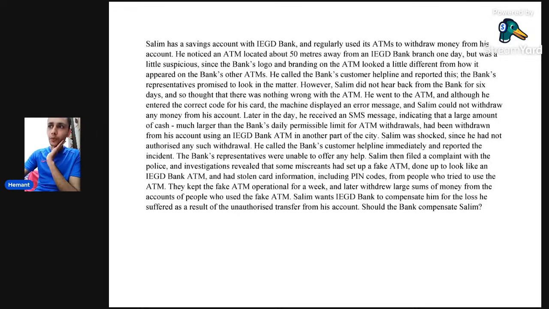Okay, so I'll just quickly now discuss the other side of this, which is how you should argue if you want to support Salim's side. Again, using the same set of arguments. Firstly, the ATM is only 50 meters away from the bank, which means it's the bank's responsibility to look out for people who are trying to use its name and dupe people. It's a bank's primary obligation, right?